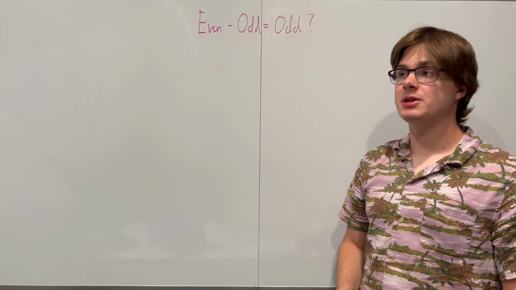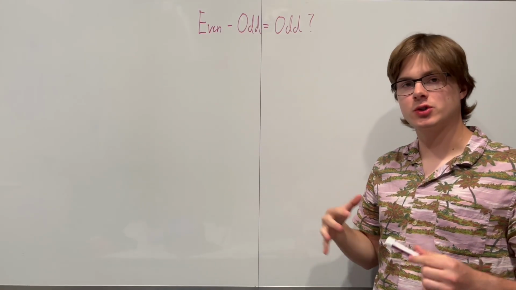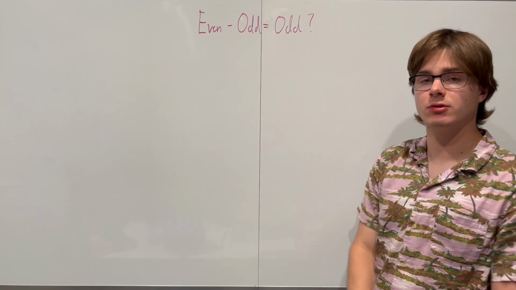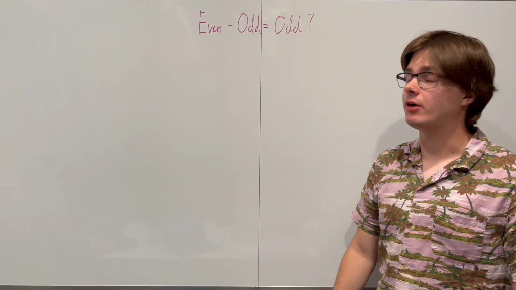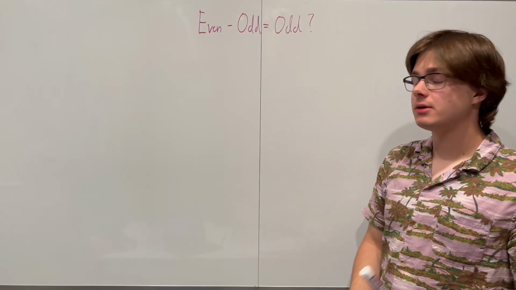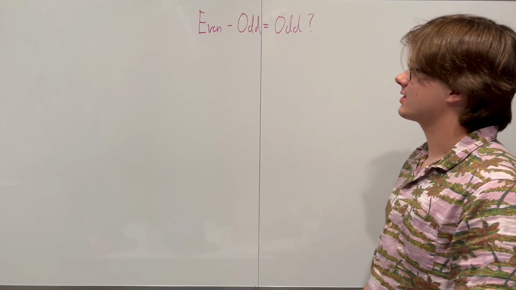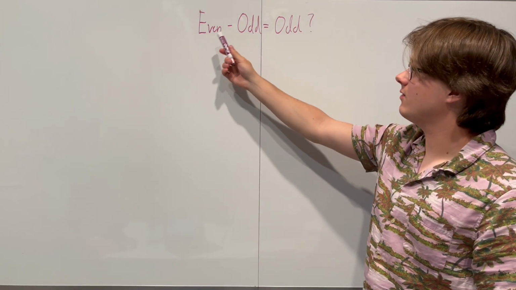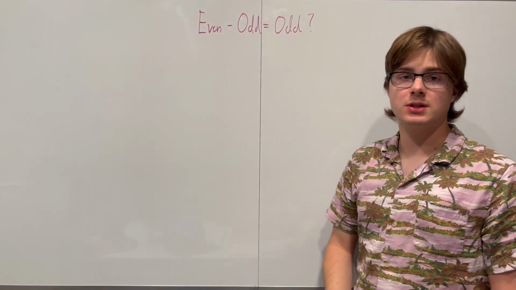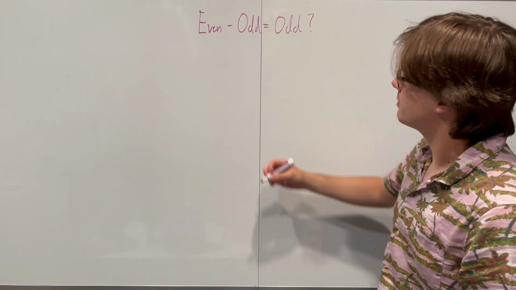All right, this is going to be the last addition subtraction proof I do that's this simple, because at this point they're very, very repetitive. But for our last proof that's going to look like this for our even and odds, we're going to ask ourselves, is the difference between an even and odd number always going to be odd?